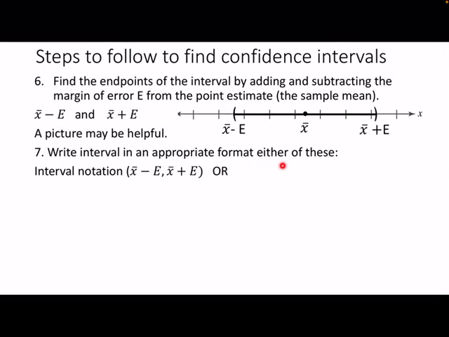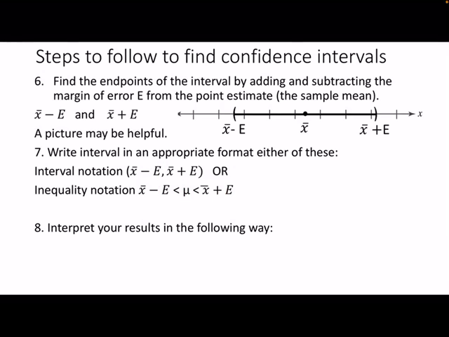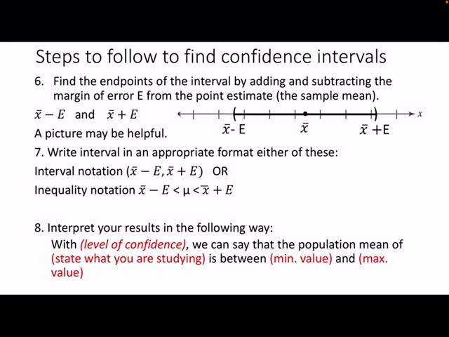When you write it like that, another way to write it is like this, where we are predicting the population mean to be between here and here. And then lastly, if you want to just pause to get this all written, if you are asked to interpret your results, you would say, with the level of confidence you were given, we can state that the population mean of whatever you're studying is between the minimum value, which is your left-hand endpoint, and your maximum value, which is your right-hand endpoint.